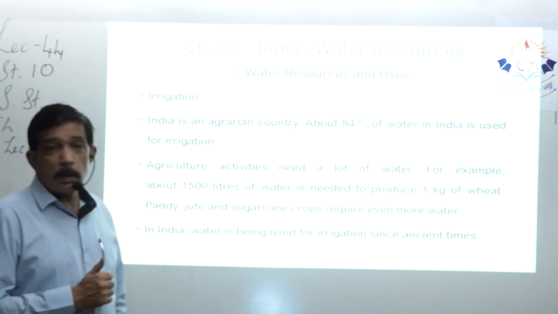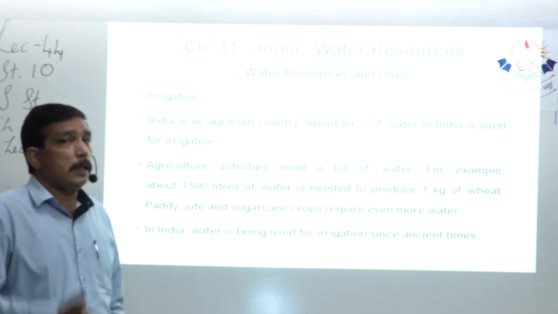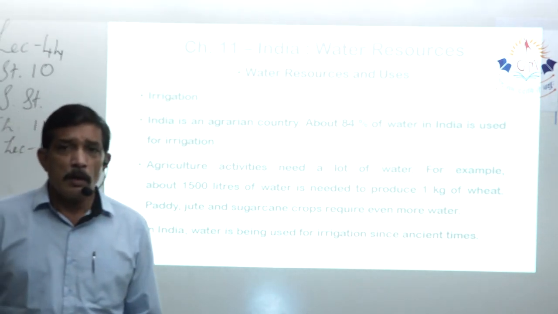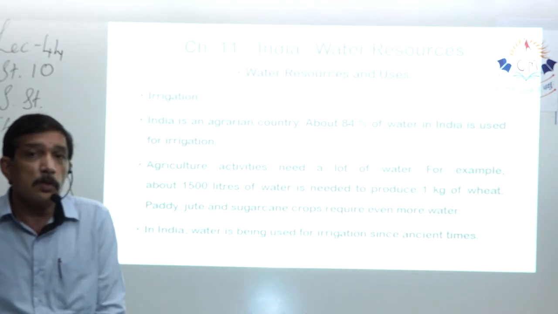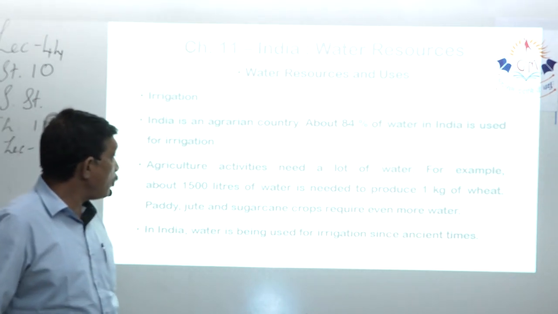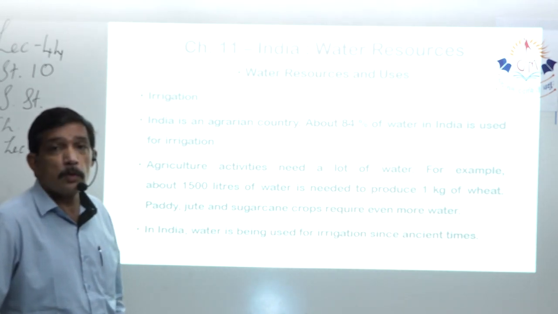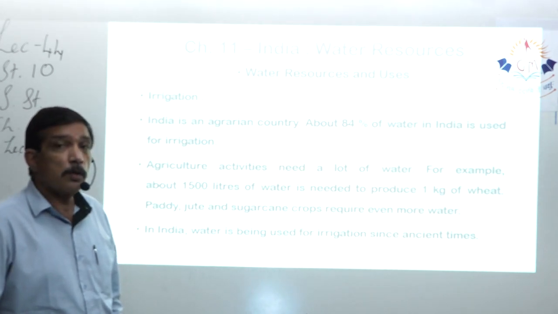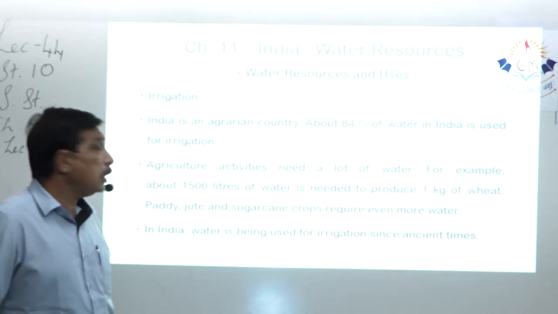Agriculture activities need a lot of water. Plants need to grow, and whenever you are growing, you need lots of nutrients, you need lots of water. An example is given: about 1500 liters of water is required to produce 1 kg of wheat. In order to grow 1 kg of wheat, you need 1500 liters of water.